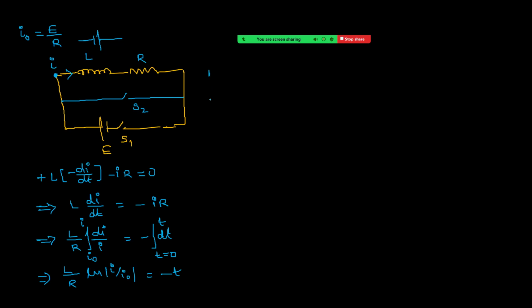So mainly you have to focus on how we are replacing the inductor with an equivalent battery, and after that writing Kirchhoff's second law, that loop equation. If you are able to do these two things correctly, only the calculation part remains. Right. Now I can take this L by R to this side and then take the antilog. So I by I naught is equal to e power minus t upon tau, where tau equal to, it is R by L, right?